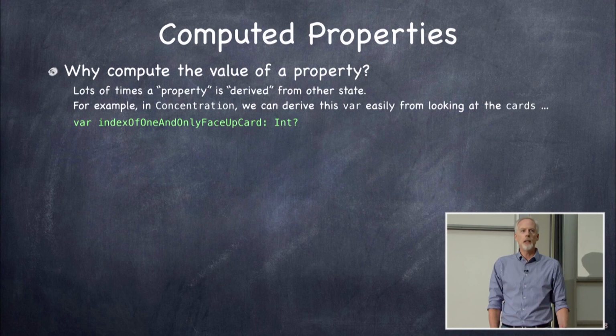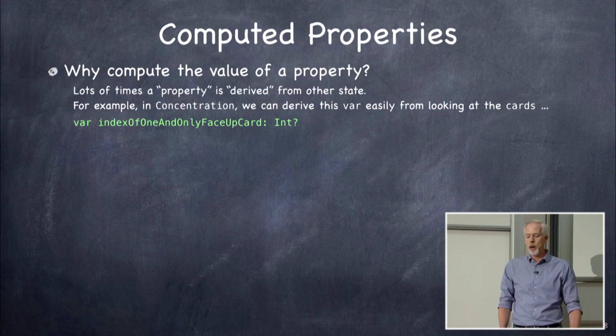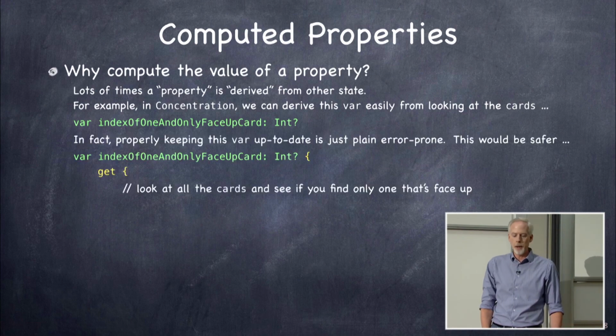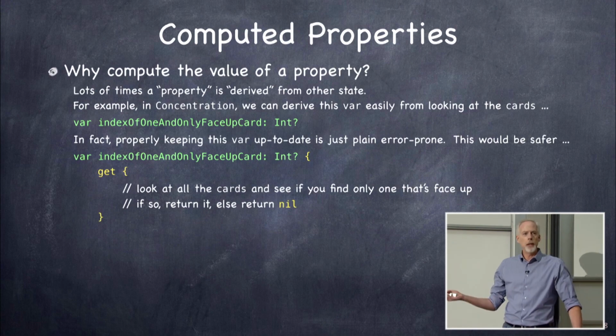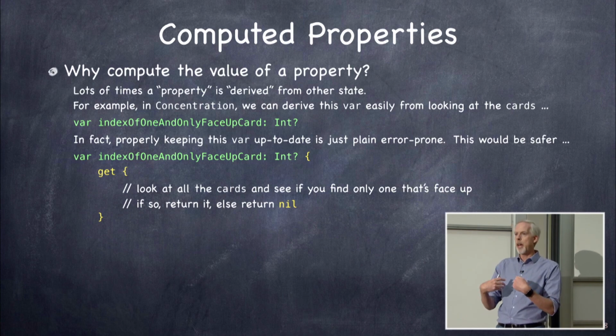So we were really kind of bad to have made that a stored property because we have to keep that thing exactly in sync with the face-up state of all the cards. Okay? That's a really error-prone way to design. So we could imagine implementing index of one and only face-up card as a computed property where the get just looks at all the cards, and if it only finds one face-up card, it returns that index. Otherwise, it returns nil. Okay?